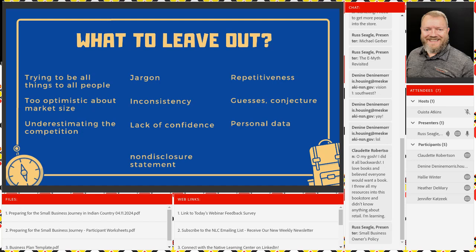You may want to include a non-disclosure statement if you have proprietary information in your business plan. The vast majority of business plans I've read are not state secrets. They don't contain nuclear codes. When you start putting non-disclosure statements in plans, a lot of times a lender or an investor will just stop. They just won't read it.